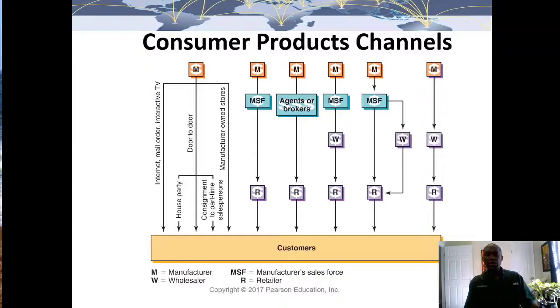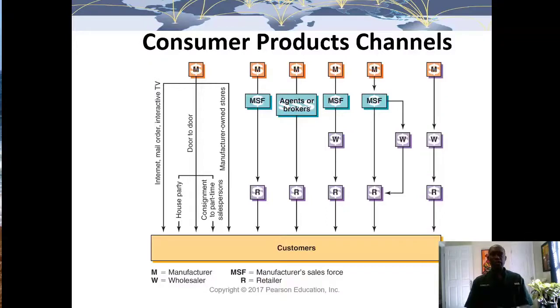So you have retail outlets involved in the second. You have a manufacturer's sales force, which may or may not be part of the same company. You can hire independent salespersons to sell your products to a retailer. And these may be people that are specialized in certain types of products. They may have various accounts, various manufacturers that they work for to help move their products into the retail channel. Then you have agents and brokers, which connect buyers and sellers. And for a commission, they get the manufacturer and the retailers together. Then the fourth channel here is the sales force sells to the wholesaler, and the wholesaler sells to the retailer.